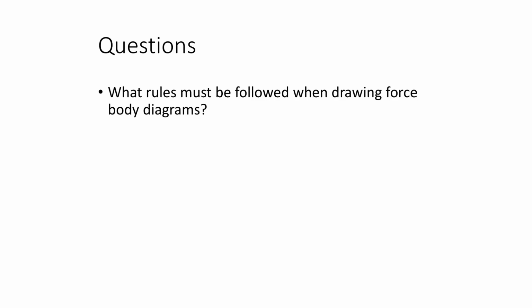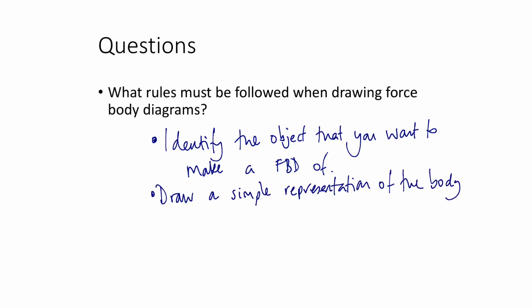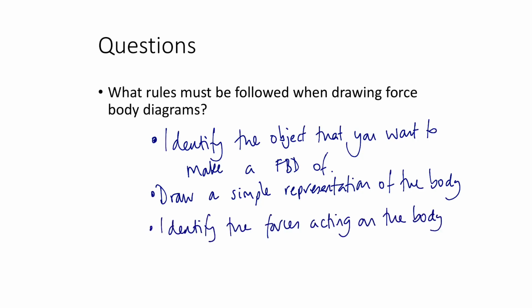Okay, so firstly, you want to be able to identify the body or the object that you want to make a force body diagram of. And then what you want to do is draw a simple representation of the body. You also need to be thinking of the forces that are acting on the body. The fourth step would be to draw the forces one by one, making sure that you use arrows pointing in the direction of the force.